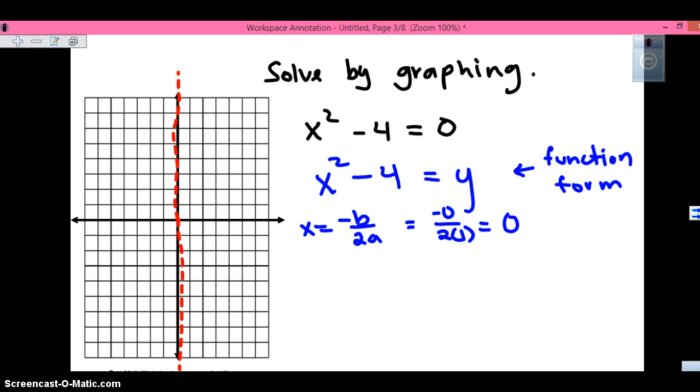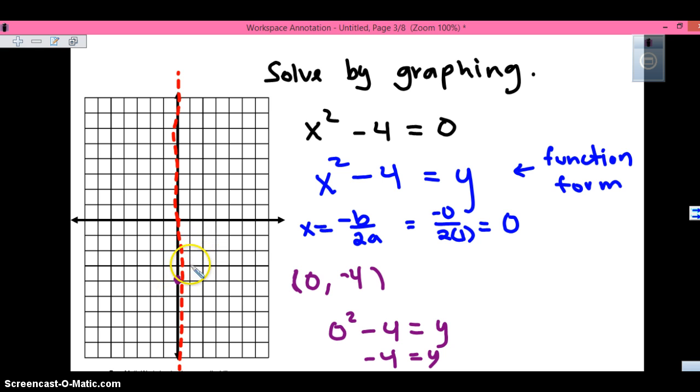Where would be the y-intercept? Minus 4, 1, 2, 3, 4. If this is a y-intercept, what would be the vertex? So if we have 0 for x on the vertex and we substitute into the equation 0 squared minus 4 equals y, that means negative 4 equals y. So the vertex is actually the same thing as the y-intercept, right?